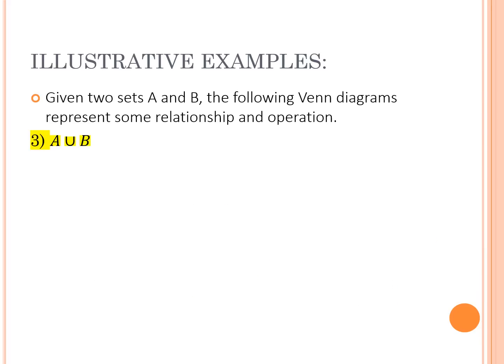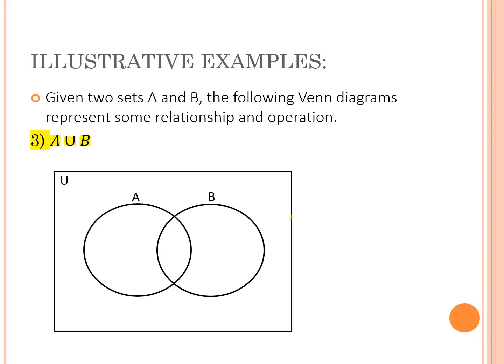Number three. This time we are going to shade A union with B. So let me use this color to show A. And then another color to show B.